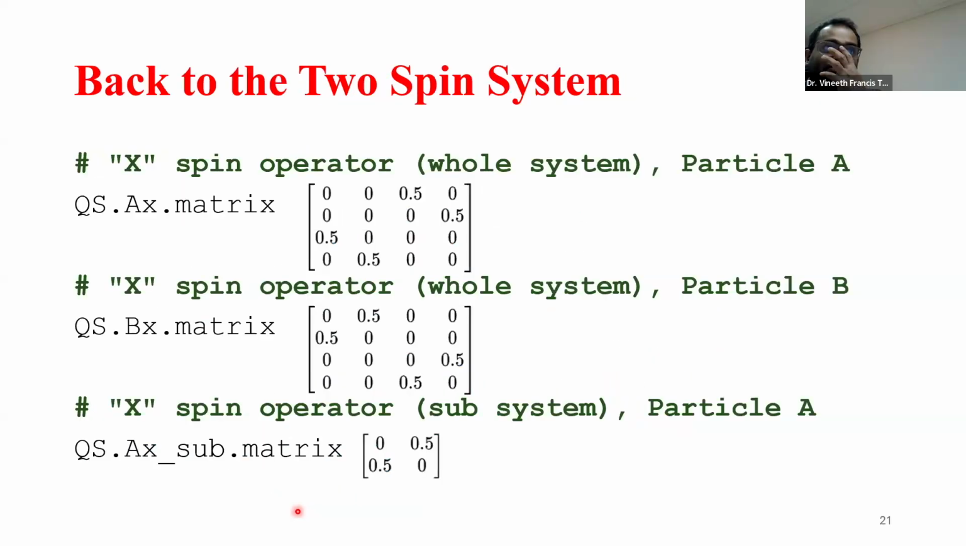Now coming back to our two-spin problem, we created spin operators. If you want to check the matrix form of particle A, its X component, you just type dot matrix, and similarly for other operators. Here, this is the X component of the spin operator of the first particle, in its subsystem.